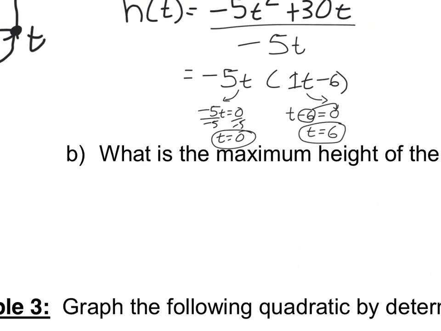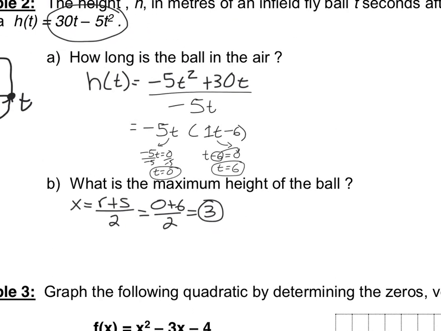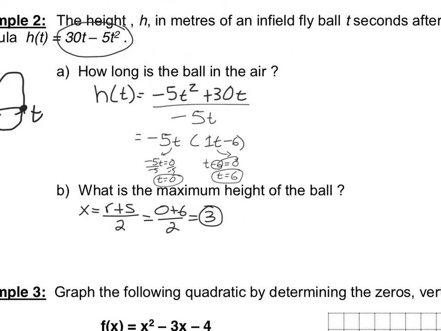So I'll start off by solving for the x value, or the midpoint between my two zeros. So 0 plus 6 divided by 2 ends up being at 3 seconds. That's when the ball has reached its maximum height. This is when it's occurred. What is the maximum height? Well, I'm going to need to go back to my original equation. And I can go all the way back to the formula that was given to me in the question because I know that one is correct.